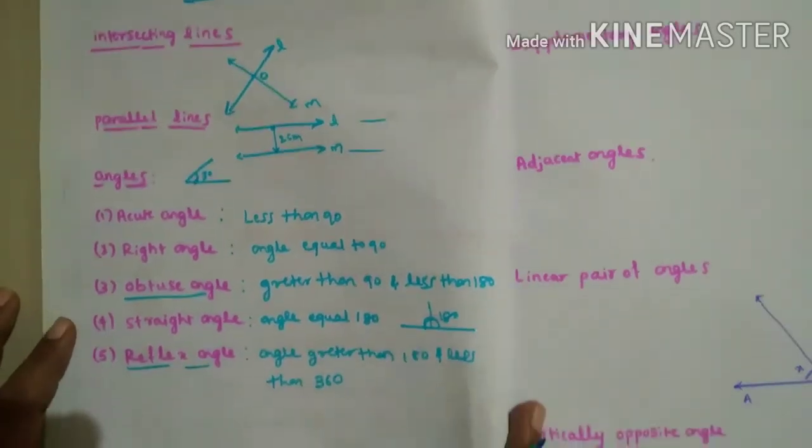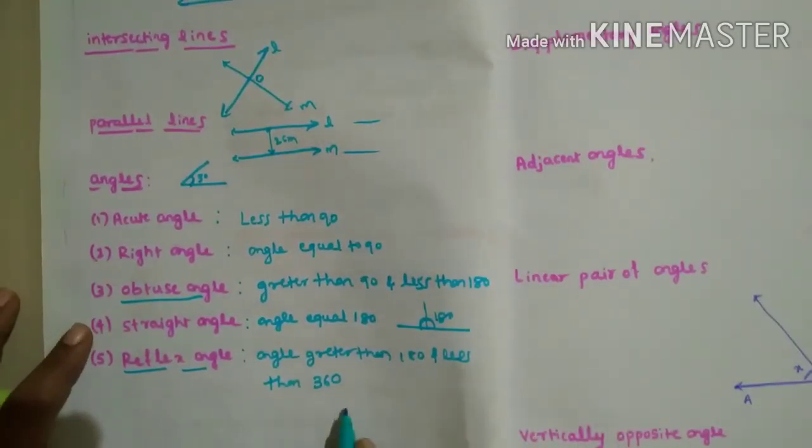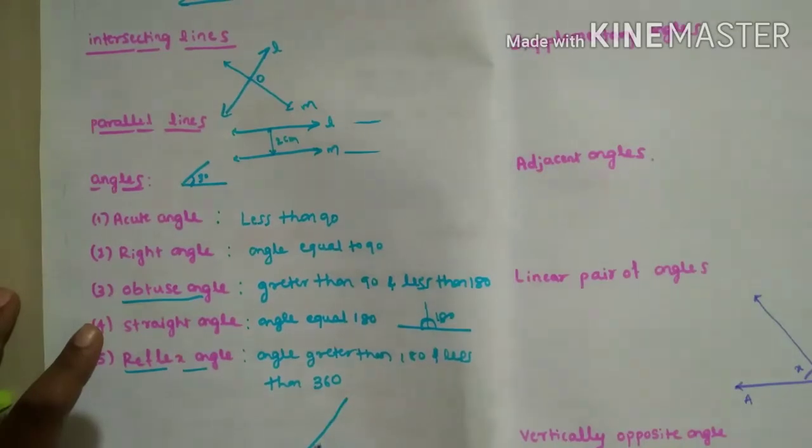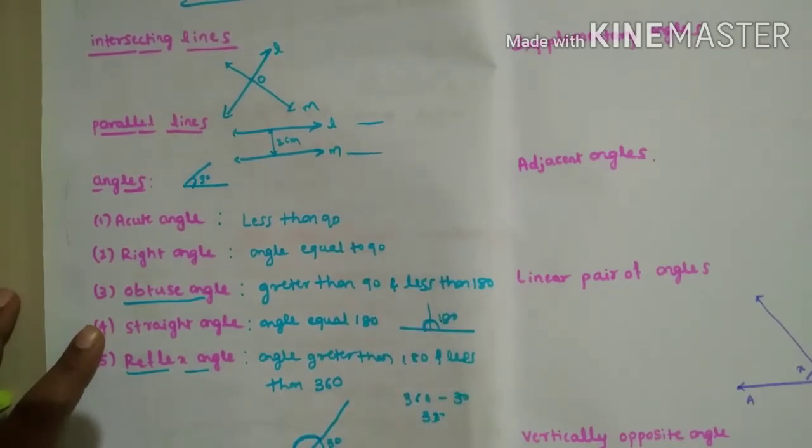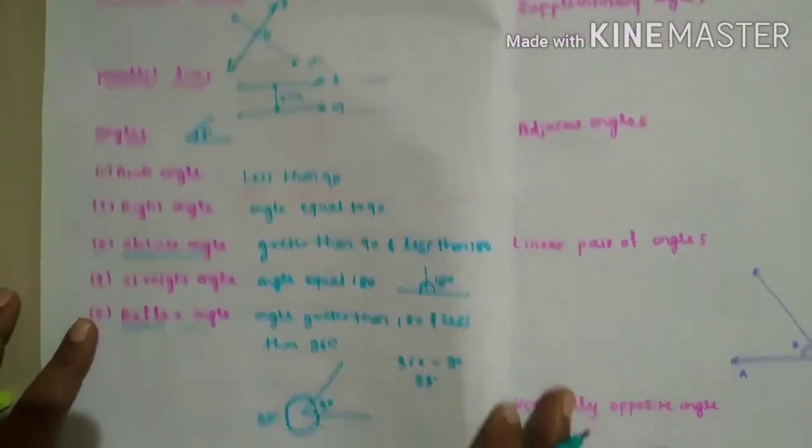Just I will show you what is the meaning of reflex angle in the diagram. See here, suppose it is 30 degrees there. Then you know that the complete angle is 360 degrees. Here 30 degrees means this remaining angle will be the reflex angle, this angle. This is 330, the remaining out of 360 minus 30, if you do, means 330. This 330 angle is called a reflex angle.